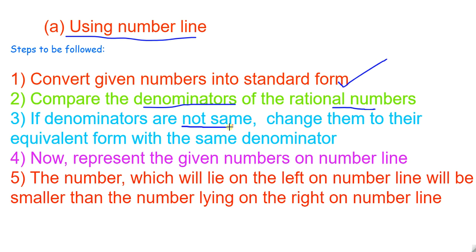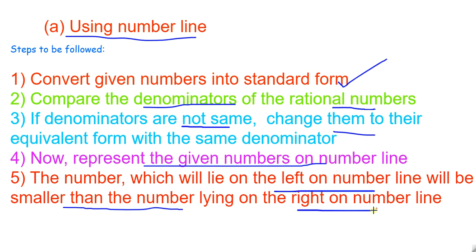But if the denominators are not the same, what do we do in that case? We follow the same rule as that of fractions. We change them to their equivalent form with the same denominator. Now we represent the given numbers on the number line, and on the number line we follow the same rule, which says the number which lies on the left on the number line will always be smaller than the number which lies on the right hand side. By following this rule, we can compare two given negative rational numbers.